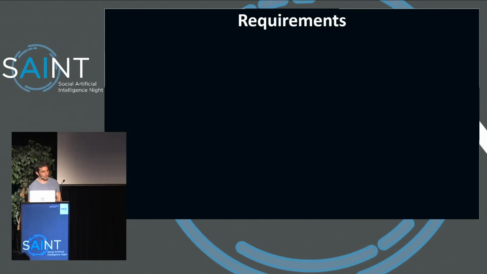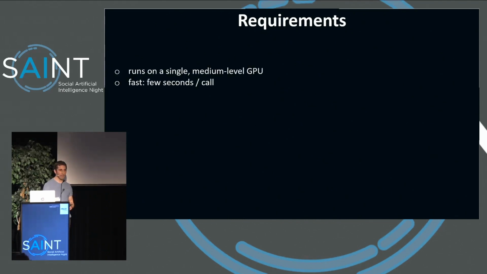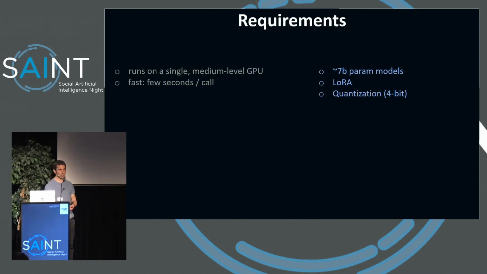So this model, when we started designing it, first we sat down and discussed what we want to achieve, what the requirements are. We wanted it to run on a single GPU, and not even a P100 or something, but a medium-sized one. We want it to be fast, at most a few seconds per call. This we achieved by going into a range of 7 to 8 billion parameter model, which is 2 to 3 orders of magnitude less than GPT-4, for example. We do a few tricks. It's not so important if you have not seen that before.